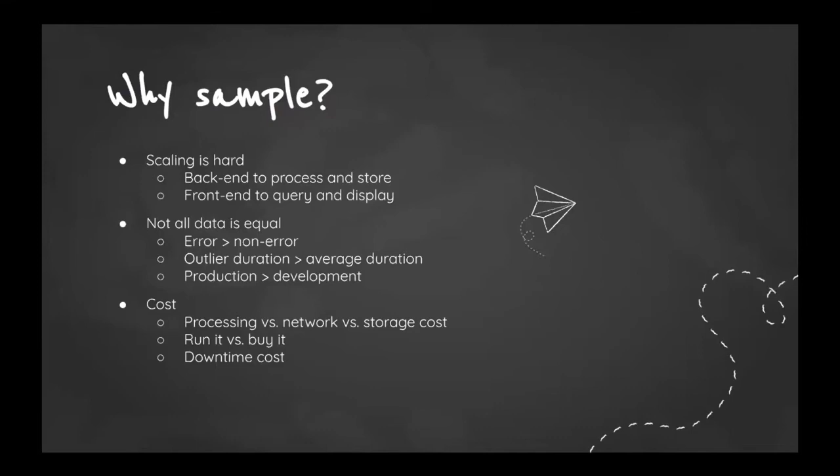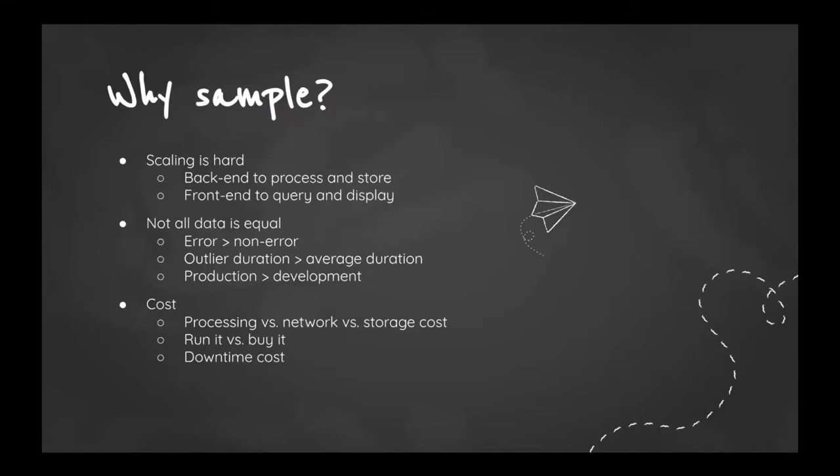But really the biggest reason that comes up around sampling is cost. And when you think of cost, you need to think of many things: the processing aspects, the network egress costs, the storage costs of containing all that data and storing it for whatever retention period you care about, and the whole run it versus buy it. Are you rolling your own backend? Are you rolling your own solution to instrumentation? Or are you leveraging open source? Are you doing some open source and some vendor?